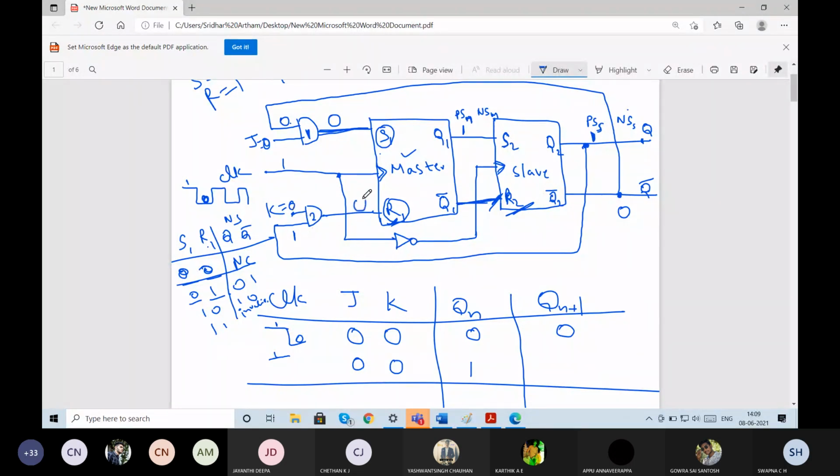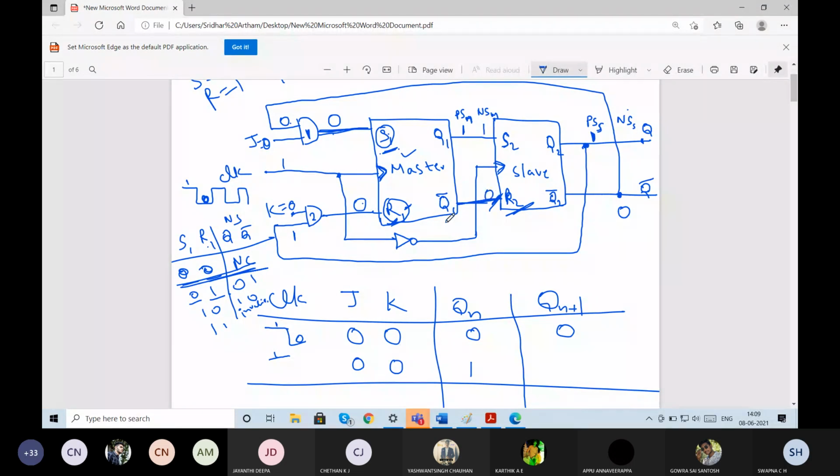So the output of this AND gate is also 0. Okay, so now the master is active. So S1 value is 0 and R1 value is 0. So master will check for S1 input and R1 input. S1 input is 0 and R1 input is 0. Since S and R values are 0, 0, the next state will not change. It will remain in the same state. It means that this will become 1 and this will become 0.